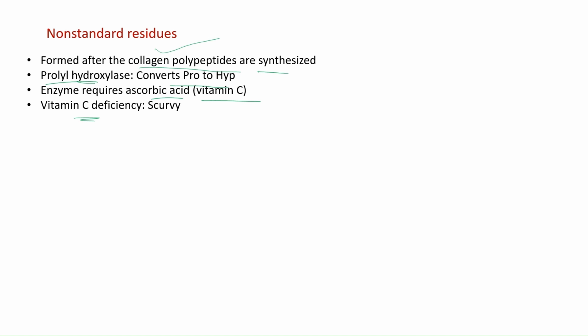And if this enzyme won't function, then proline will not get converted into hydroxyproline. And if this conversion won't happen, then all the functions of hydroxyproline will stop. And what are the functions of hydroxyproline? It helps in twisting, it helps in maintaining the stability of collagen, so all will get disturbed. And one known disease due to lack of vitamin C is scurvy.